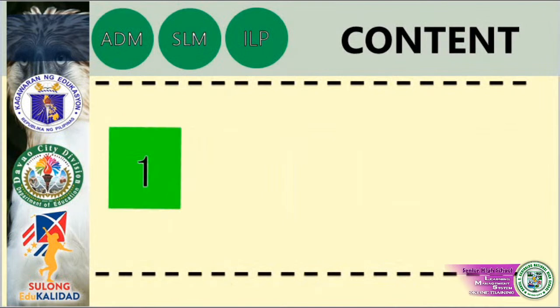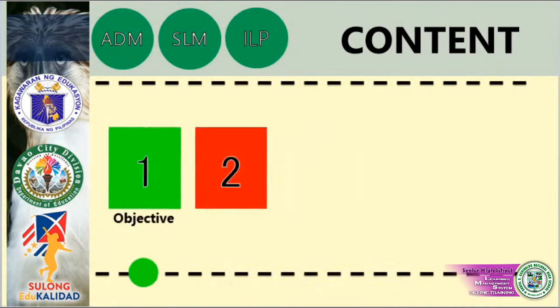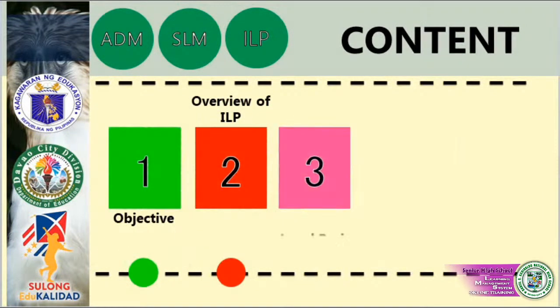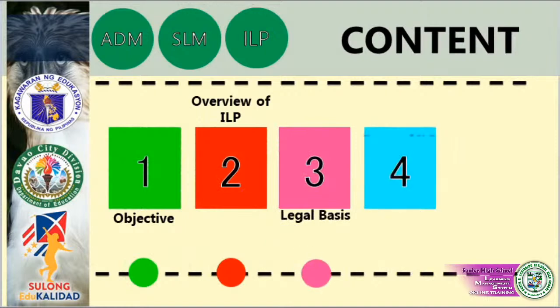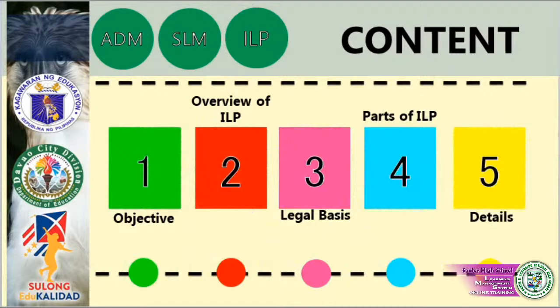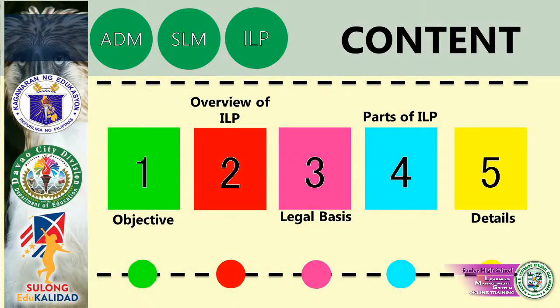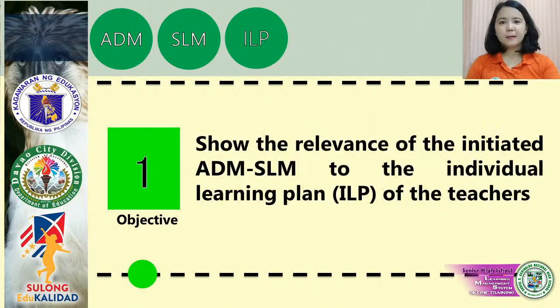The presentation of this implication has 5 contents. First, the objective of this presentation. Second, the overview of ILP. Third is the legal basis. Fourth is the parts of our ILP. And fifth is the details of the ILP.